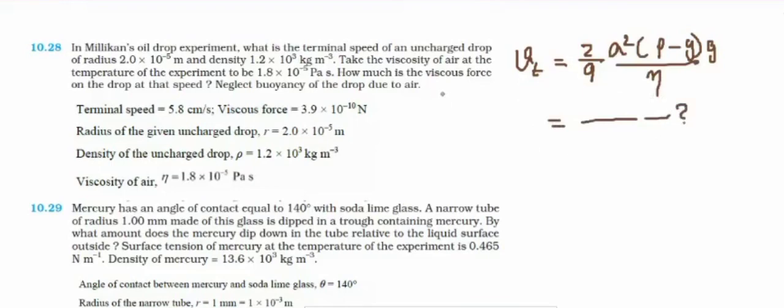How much is the viscous force on the drop at this speed? Okay, whenever an object is falling through a viscous medium, you need to apply Stokes' law to find the viscous force. 6 pi eta a v you have to calculate.